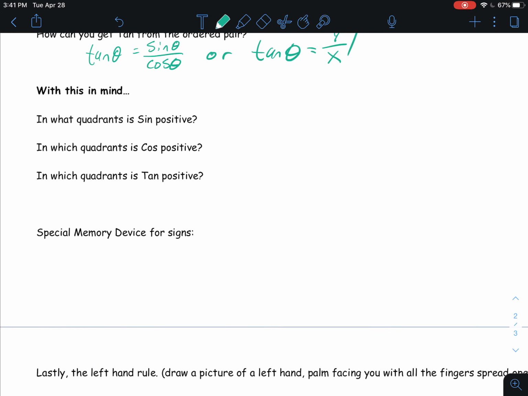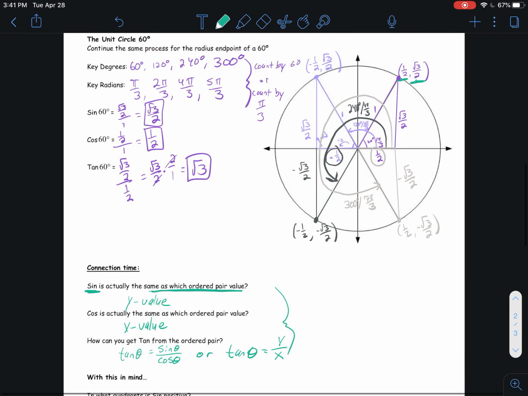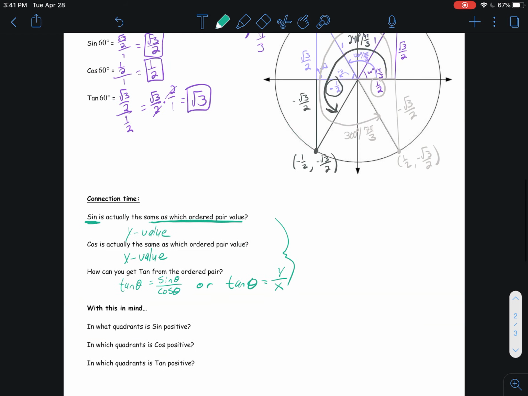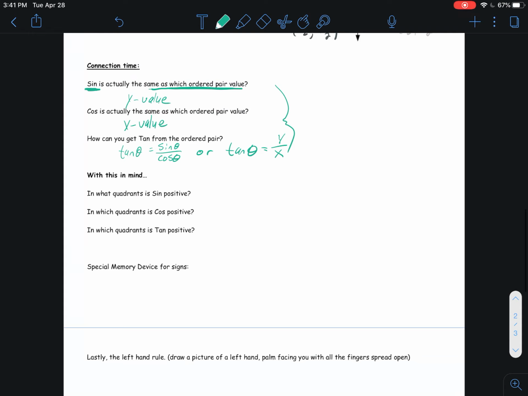Keeping these things in mind, in what quadrant is sine always going to be positive? Okay, so sine is always going to be positive in this first quadrant because the first quadrant is going up, and then it's always going to be positive in the second quadrant because both of these top two quadrants are going up. So in quadrant 1 and quadrant 2, sine is always positive.